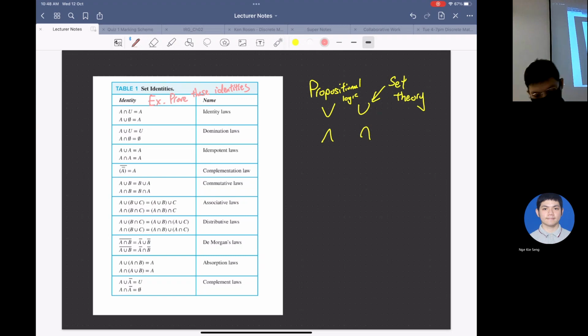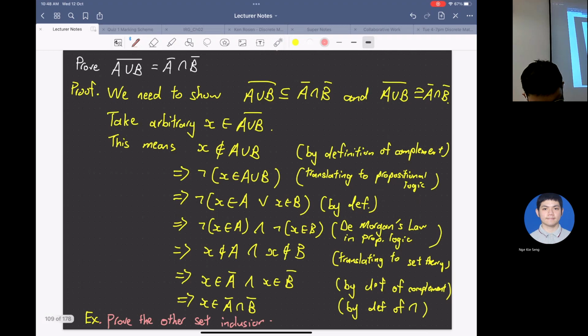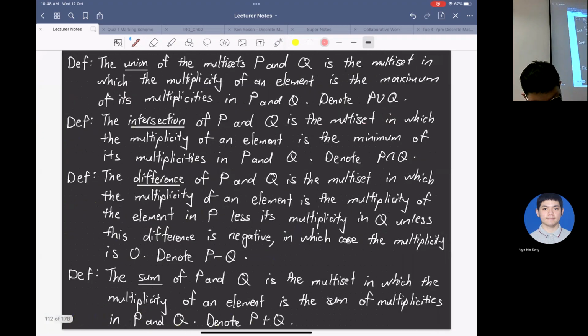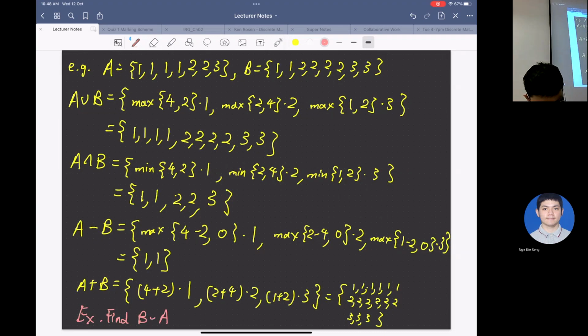Yep. Last slide, the one with min and max. Why should we use max and when should we use min? So max is during the union, min is during the intersection.